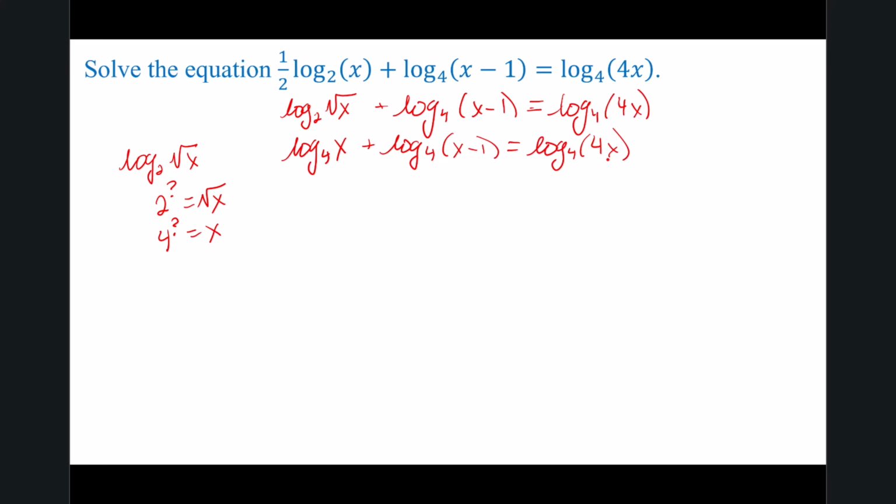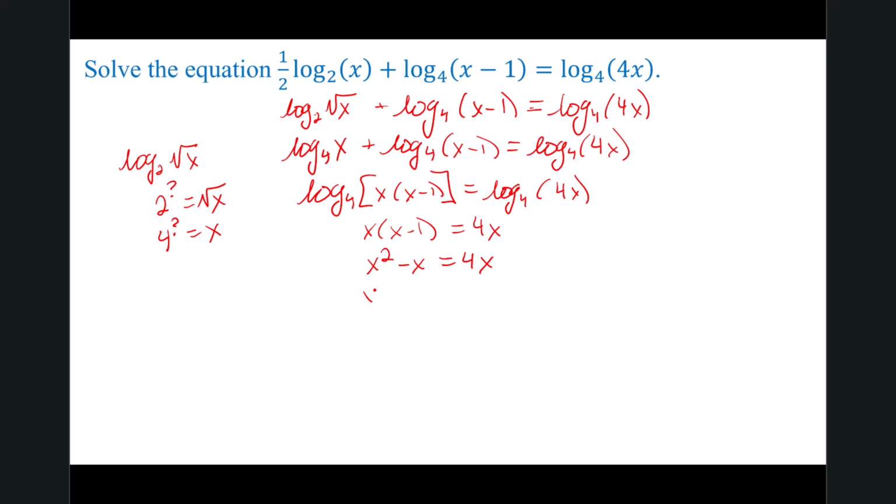Then I can combine the two logs on the left side. There's a plus in the middle there, so I have log base 4 of x times x minus 1 equals log base 4 of 4x. So I have log base 4 of something equals log base 4 of something. I can write this as x times x minus 1 equals 4x. Distribute through, I get x squared minus x equals 4x. Subtract 4x, and I get x squared minus 5x equals 0. Factor the left side, I have x times x minus 5 equals 0. So x equals 0 or x equals 5. Those are my two potential solutions.